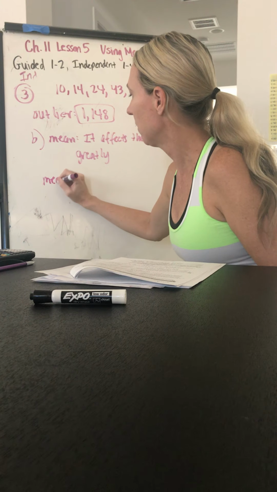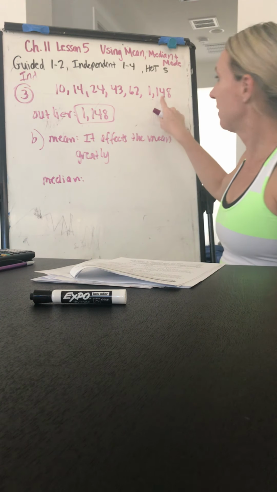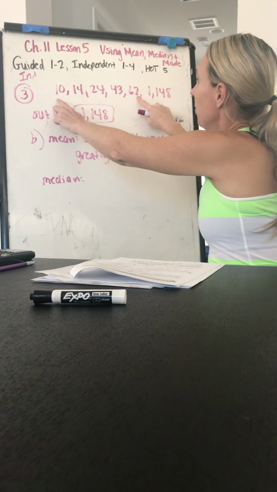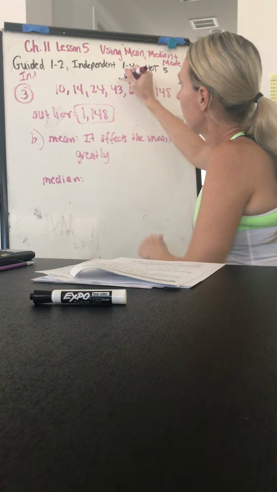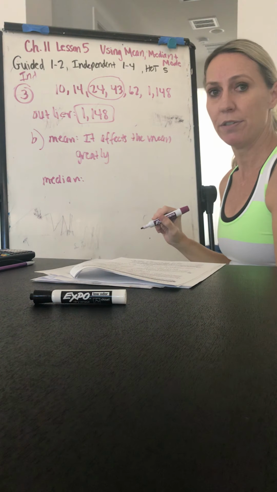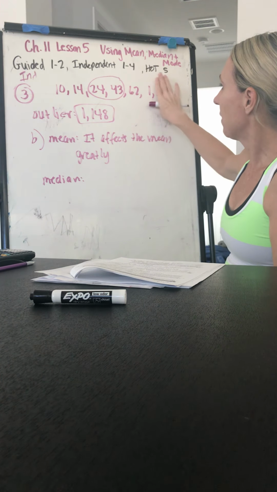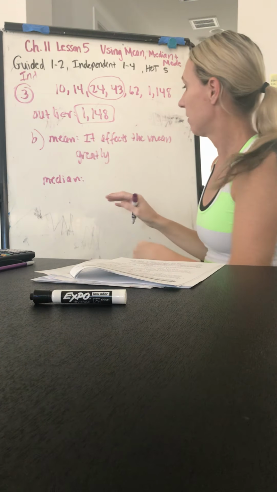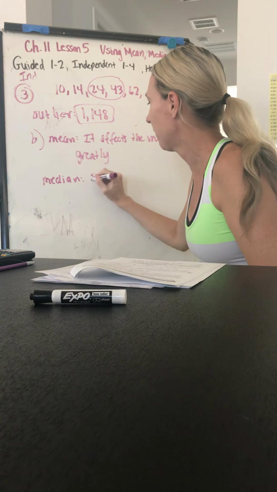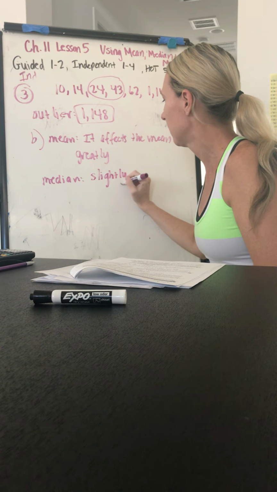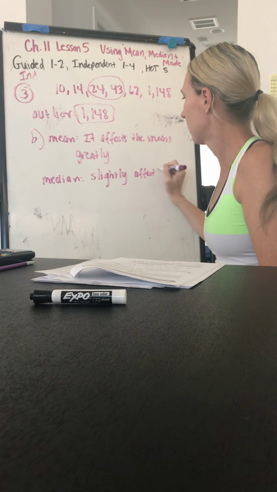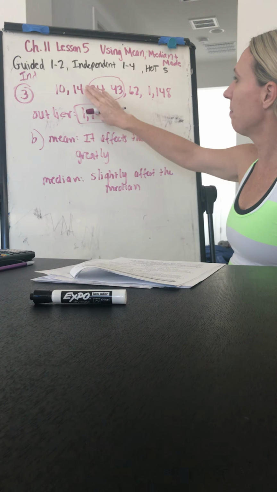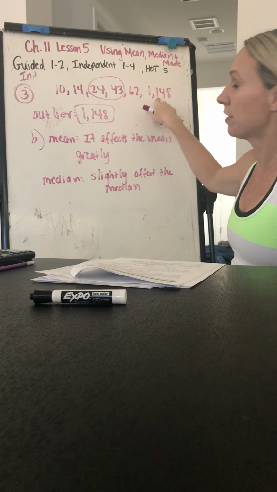Now for the median, does this outlier affect the median that much? No, it might affect it slightly. 1, 2, 3, 1, 2, 3. So we're looking for the number between those two. But if that wasn't there, we'd get to 24. So it's going to slightly move the median, but it's just going to slightly affect it. So I'll just say it's going to slightly affect the median. Because the median, it's going to push it over towards the bigger number.